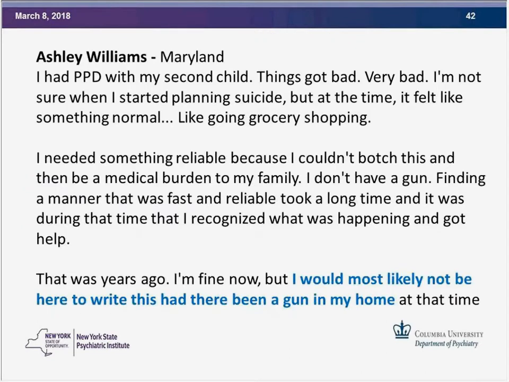And this is a woman from Maryland who says that she had postpartum depression with her second child, and things got really bad. And she started planning suicide, but at the time it felt completely normal to her. She decided she needed something reliable because she didn't want to survive the attempt and then become a medical burden for her family. But she didn't have a gun, and so finding a manner that was fast and reliable took a long time. And it was during that time that she recognized what was happening and got some help.